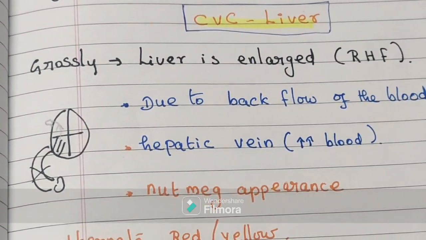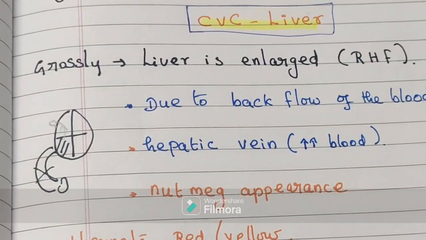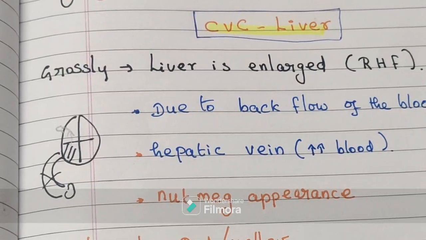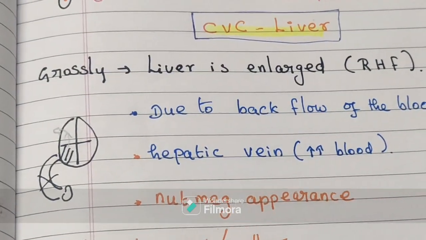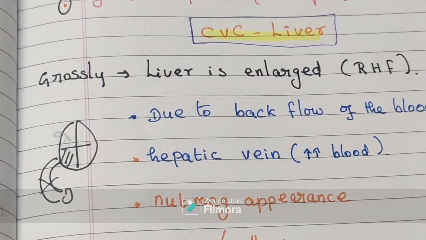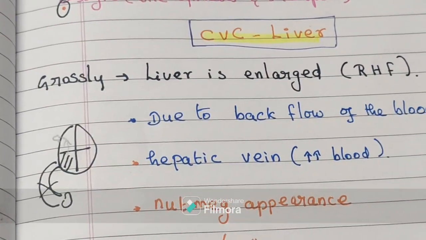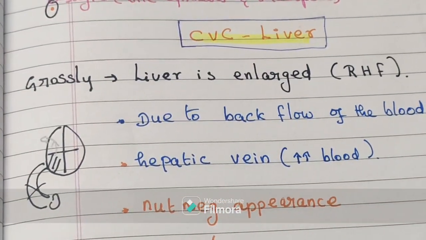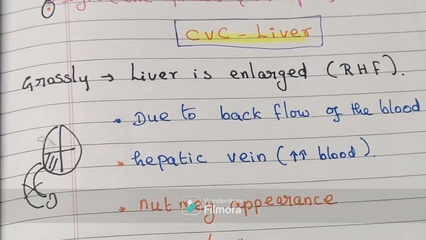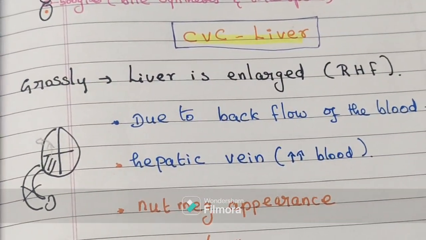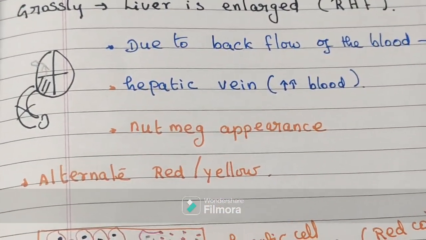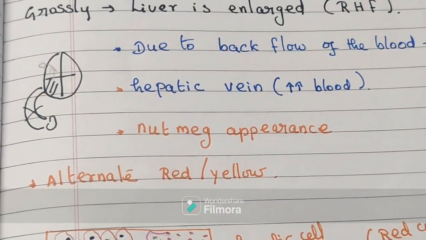From the right atrium, the blood will back up into the SVC and IVC. From the SVC and IVC, the blood will reach the organs, here the liver. The liver has the hepatic artery, portal vein, central vein, and bile duct. Due to the backflow of blood, more blood is collected in the hepatic vein, which drains into the IVC. Grossly it gives a nutmeg appearance.